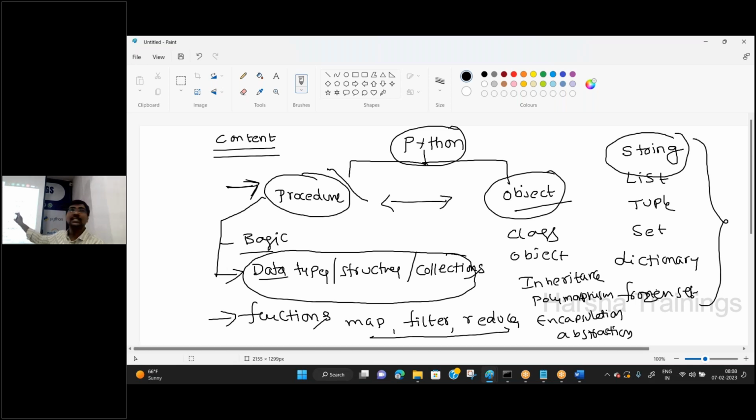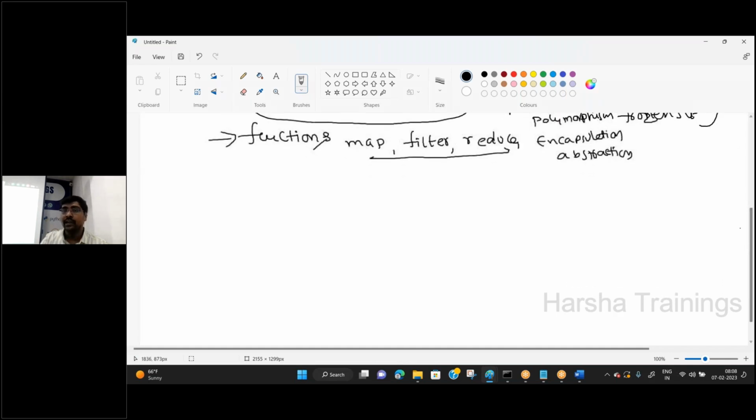We will cover these things also. If you learn C language, only these things. If you learn Java, only these things. But if you learn Python, you learn these things along with these things. That is the advantage. Okay. Not only these two things, here I am covering both procedure-oriented and object-oriented.